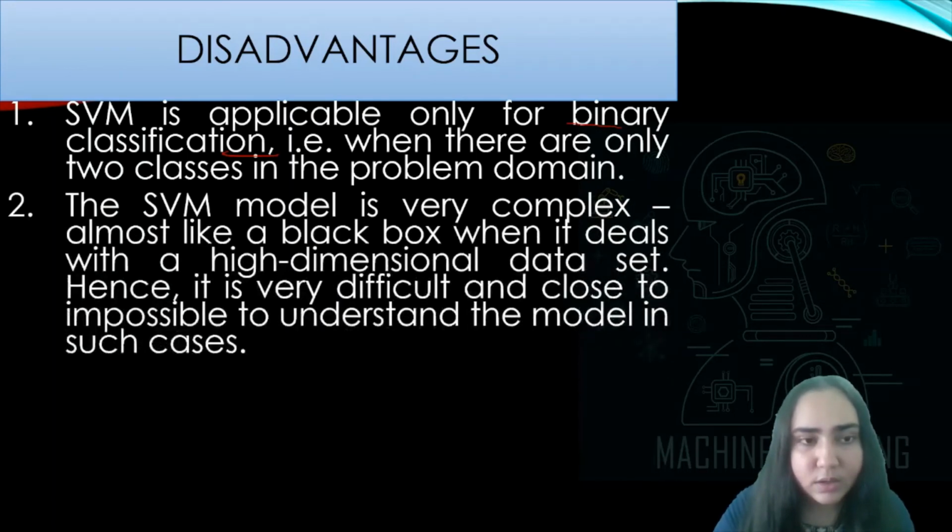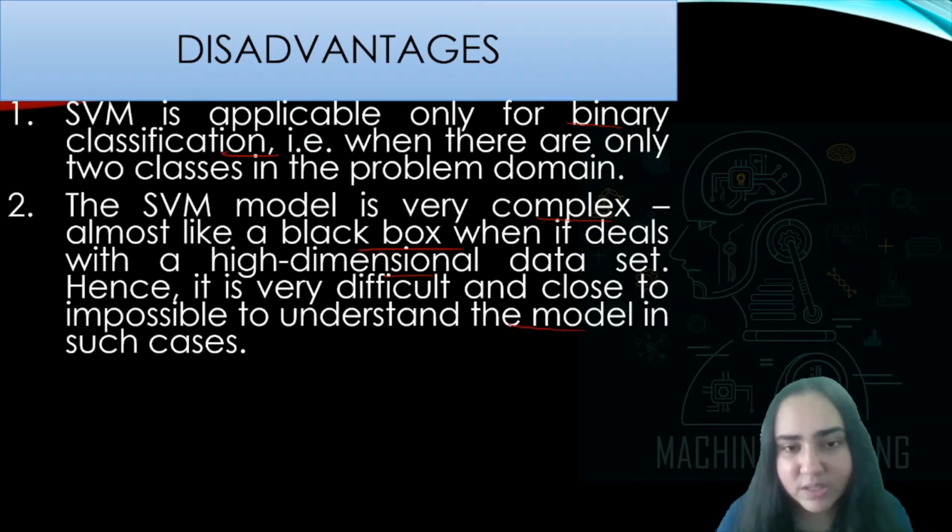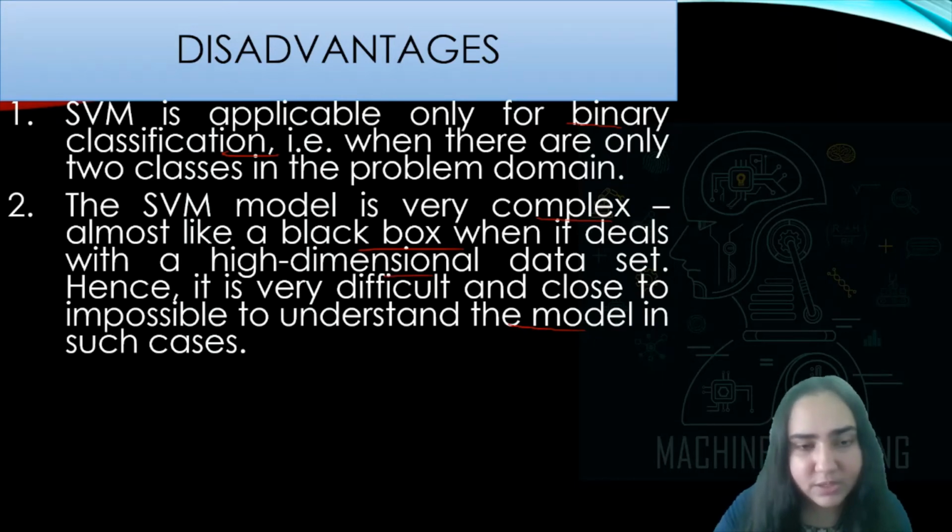Okay. And it is very complex, right? It's almost like a black box when it deals with a high dimensional data set. So you can have as many features as you want, but you can classify that into only two classes. And so sometimes it's very difficult to understand all these classes. There are things in SVM which are very mathematical and which we have not covered in machine learning here because we don't want to get into that much mathematics.